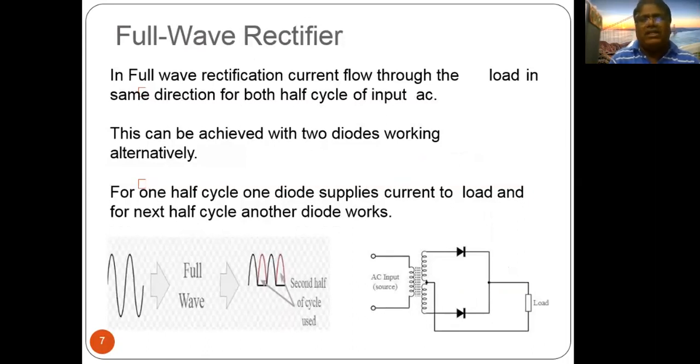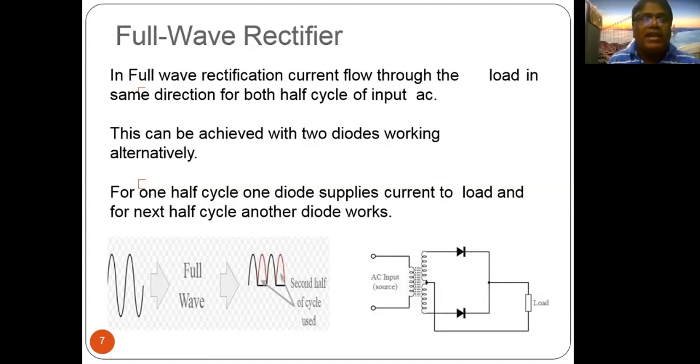Full wave rectifier. In full wave rectification, current flows through the load in the same direction for both half cycles of the input AC. This can be achieved with two diodes working alternately. So in a full wave rectifier we are using two diodes, but in a half-wave rectifier we are using only one diode. That's why the transformer utilization factor is very low, the efficiency is very low, and the ripple factor is very high.